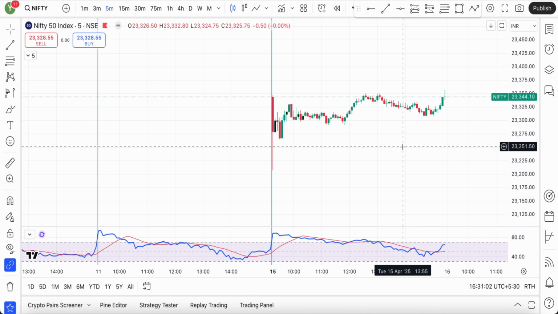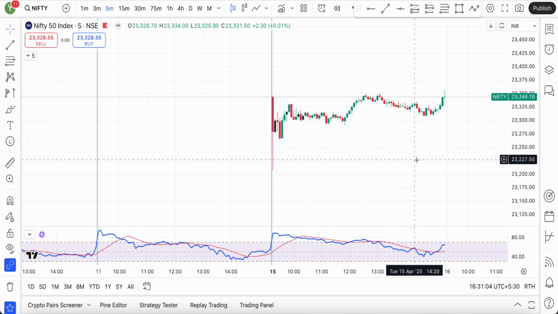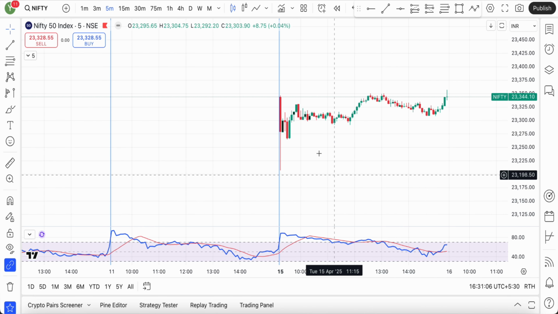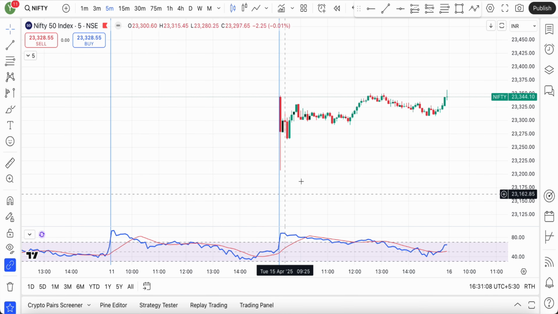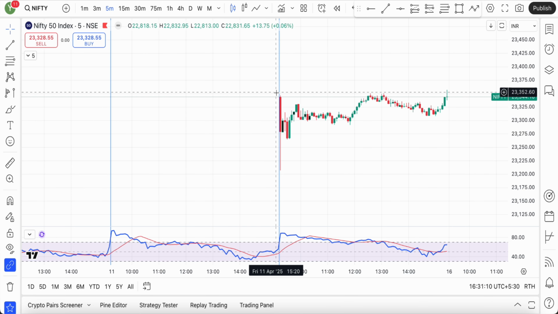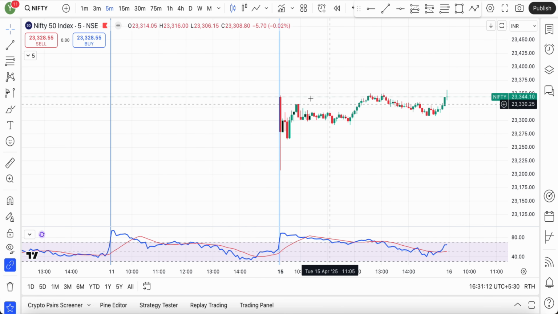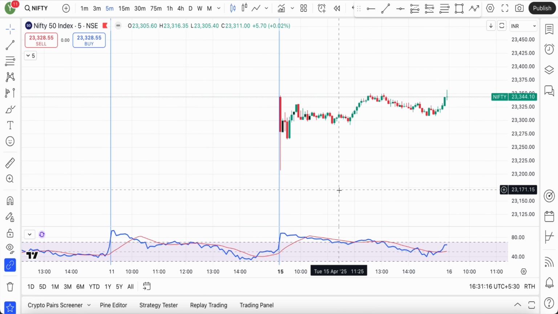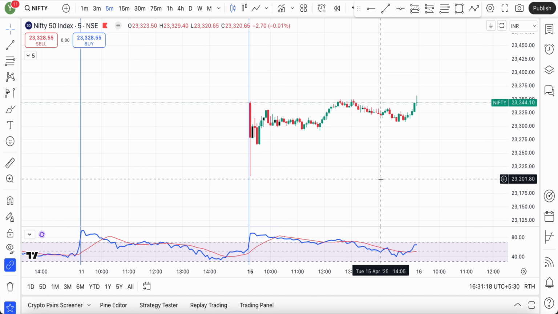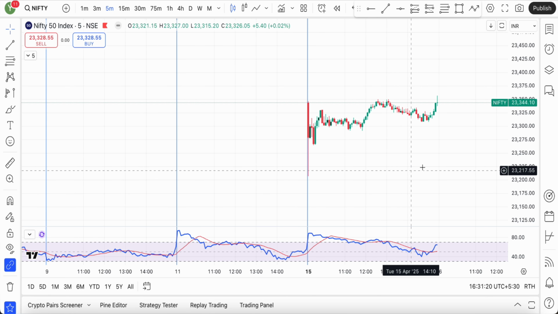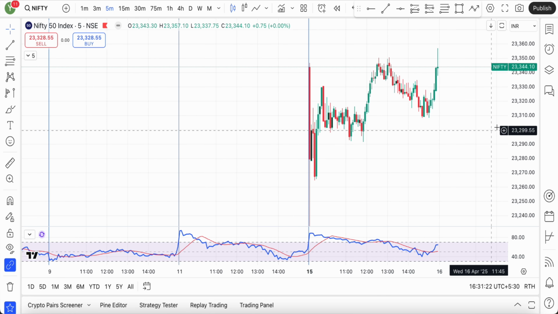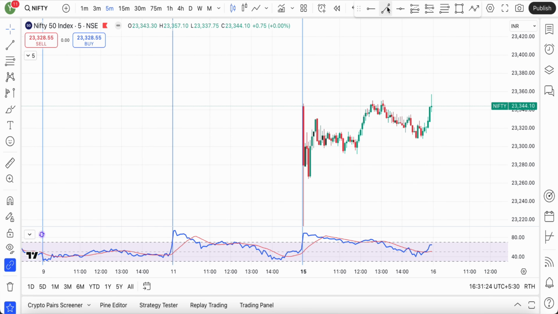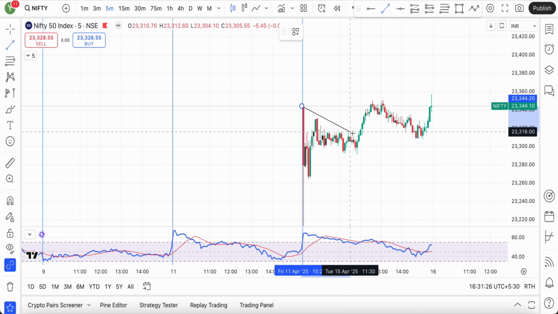So that simply means that it is good to avoid such trading days wherein you get to see many things. There's a big gap up, a big first 5 minutes range, and if you can see, the market today was basically entirely stuck in this particular range. And in case you would have traded on either side, there would have been a good chance of you hitting a stop loss.